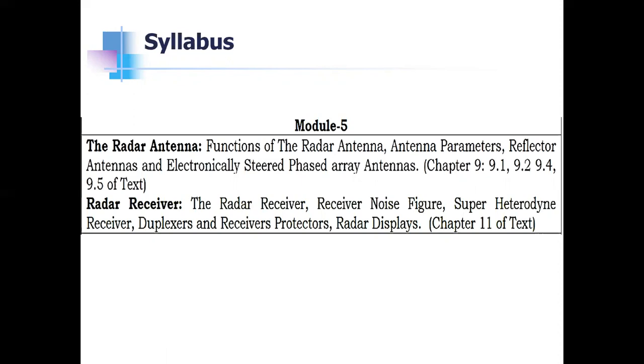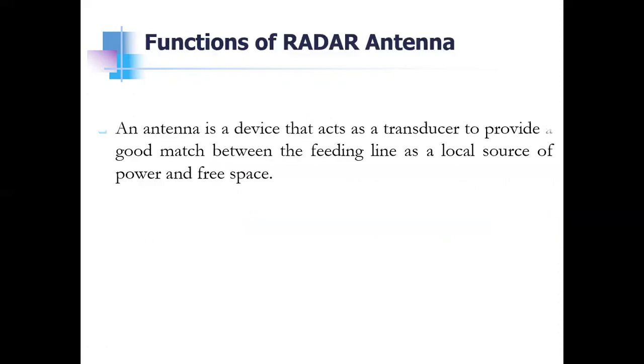So as we all know, a radar antenna is a very important part of any radar, right? Usually this antenna is a device that acts as a transducer. It provides a good match between the feeding line and a local source of power and free space. So it is a transducer between the propagation in space and guided wave propagation in the transmission lines. Usually we need a good matching between the antenna and the feeding line. As we all know what is matching, right? We have learned about it in the previous semester. Without a good match, we will not have a good radiation.